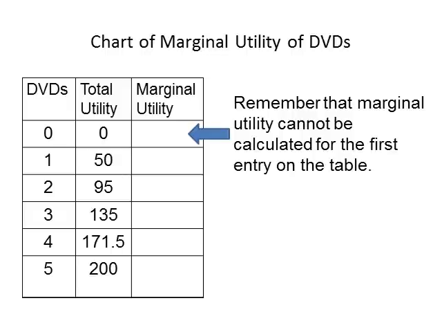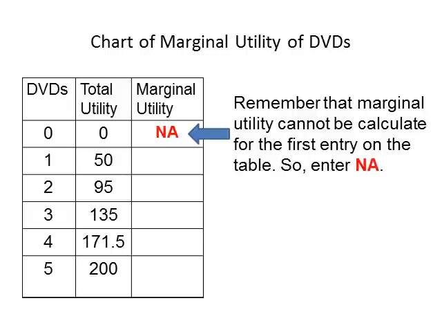As you may remember from the video on marginal utility, to calculate the marginal utility, there are two levels of consumption and two levels of utility necessary to find it. Since the first row has only one value to work with, NA will be placed into the first row of the table, indicating that we do not have enough information to do the calculation.